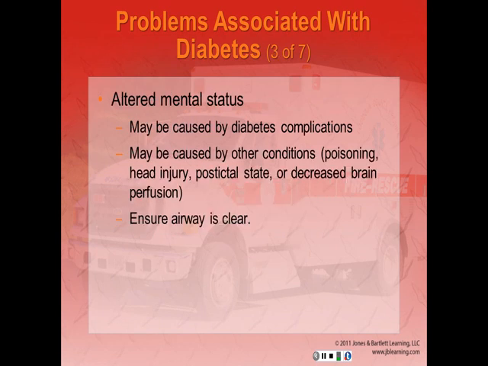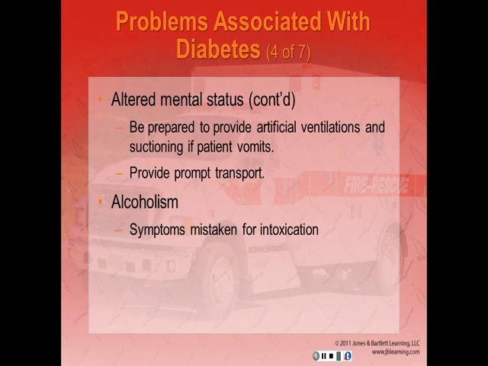Altered mental status may be caused by complications of diabetes like hypoglycemia or ketoacidosis. It may also be from other conditions such as poisoning, head injury, postictal state, or decreased brain perfusion. Ensure that the airway is clear. Be prepared to provide artificial ventilations. Be prepared to suction if the patient vomits. And provide prompt transport.